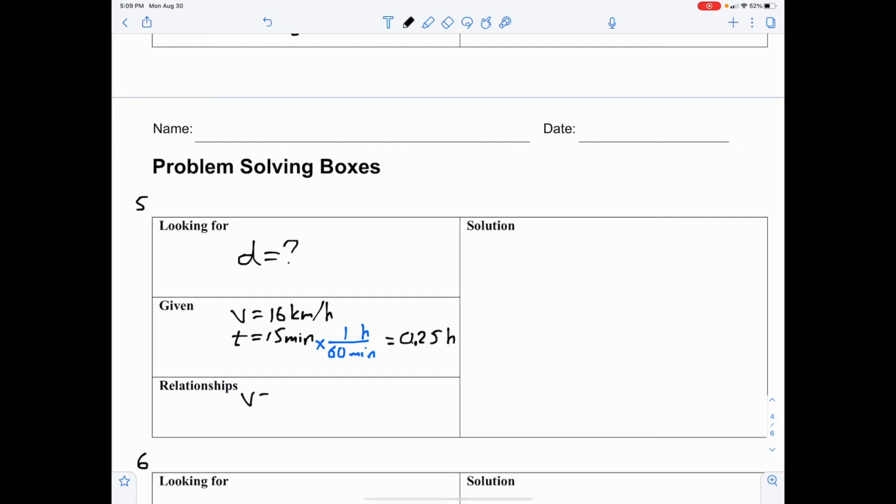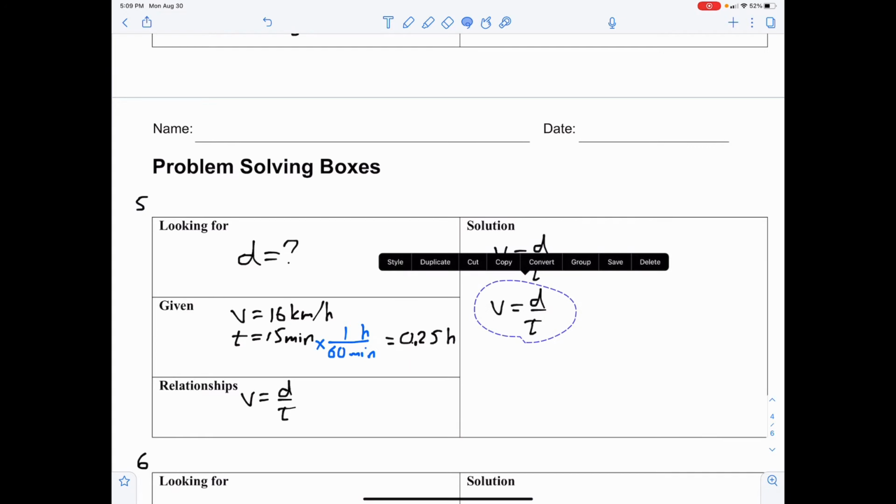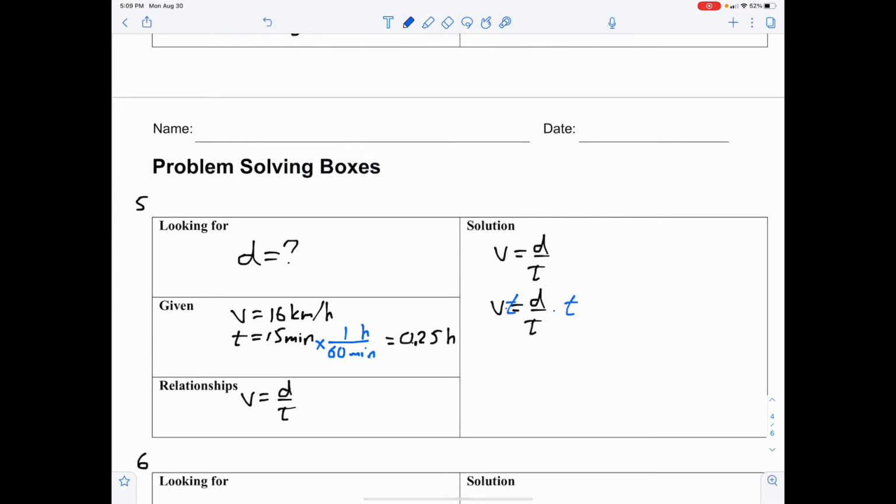The relationship we're using is V equals D over T. Copy that again over here. But this time, we need to solve it. So to solve for distance, you need to multiply both sides by time. And distance equals speed times time. Speed would be 16 kilometers per hour times 0.25 hours. Notice hours will cancel.